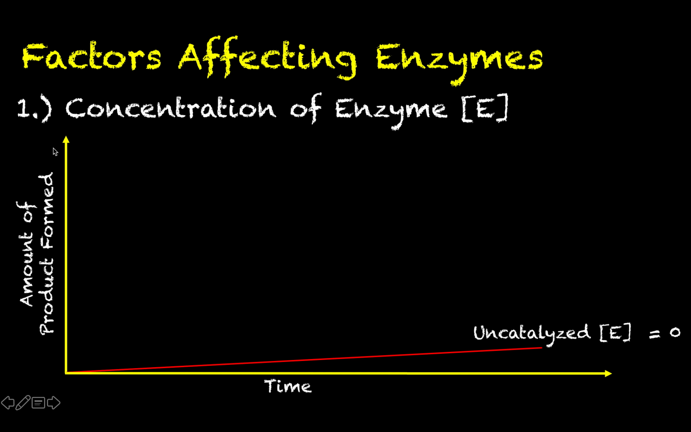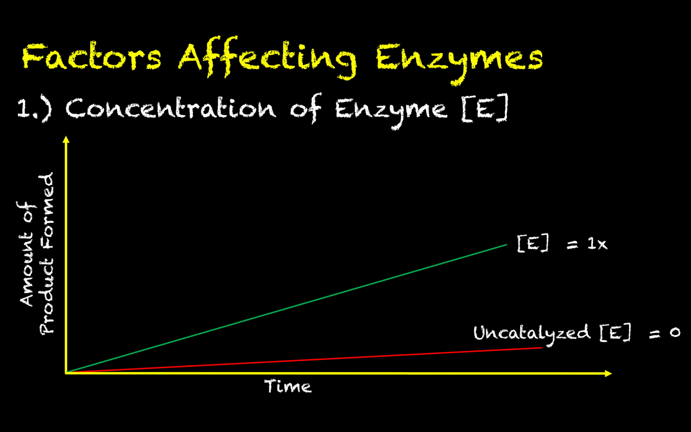So on the y-axis for this graph, we have the amount of product being formed as a function of time on the x-axis. And you can see that we would have to wait a very, very long time before any product is formed for an uncatalyzed reaction. So that's what we were saying before. Uncatalyzed chemical reactions in the cell are very, very slow. So you'd be waiting a very long time for product to be formed.